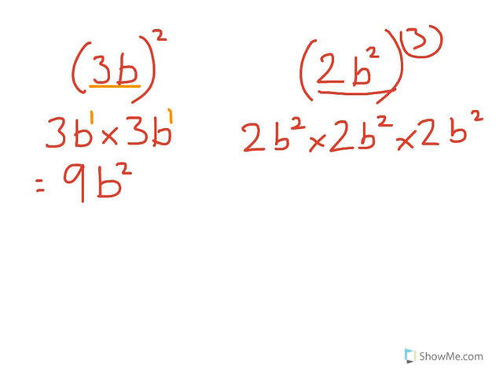Now we're going to work this out. 2 times 2 times 2 gives you 8. So 8b to the power of 2, 4, 6, 8b to the power of 6. Okay, there we go. Multiplying algebra.